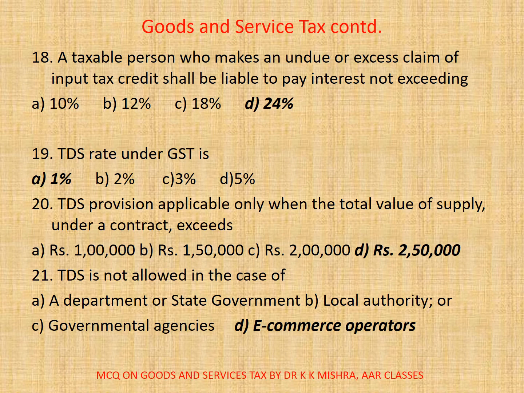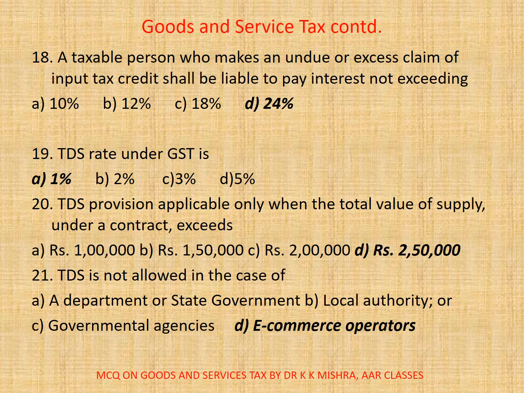1%. 20. TDS provision applicable only when the total value of supply under a contract exceeds A. rupees 1 lakh, B. rupees 1,50,000, C. rupees 2 lakhs, D. rupees 2,50,000. The correct option is D, rupees 2,50,000. 21. TDS is not allowed in the case of A. a department or state government, B. local authority, C. governmental agencies, D. e-commerce operators. So, here correct option is D.